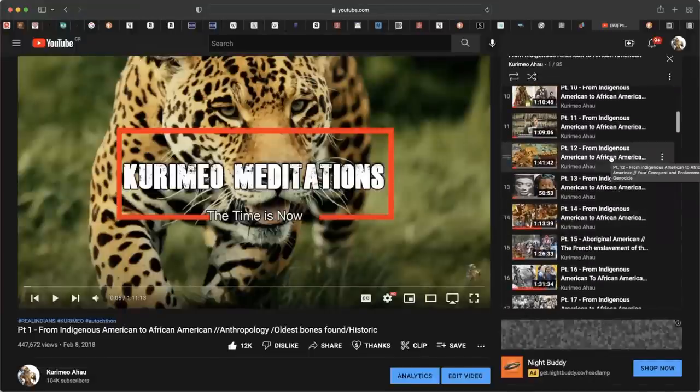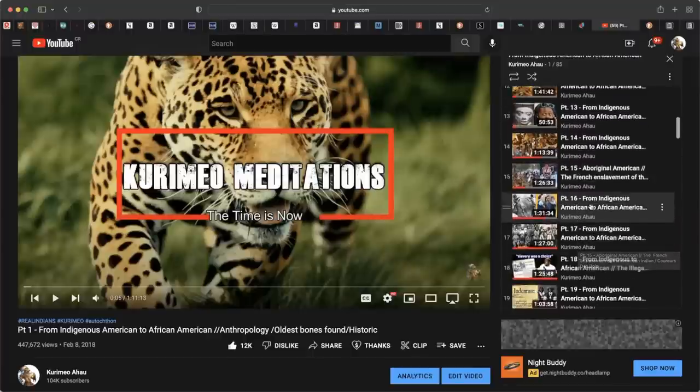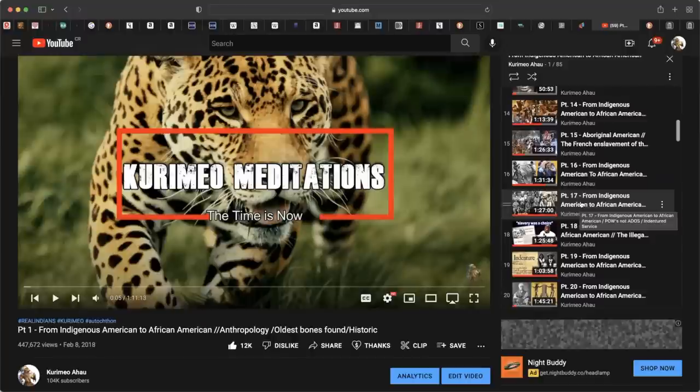So you can go right to part 12. As it says here, Conquest and Enslavement, Genocide, that's the name right there. Part 14, Transatlantic Slave Trade in Reverse. Part 15, the French Enslavement of the American Indian, Coureurs des Bois. All right, you guys remember that? Part 16, Processes of Enslavement, POWs, not ADOs. Part 17, POWs, not ADOs, Indentured Service.